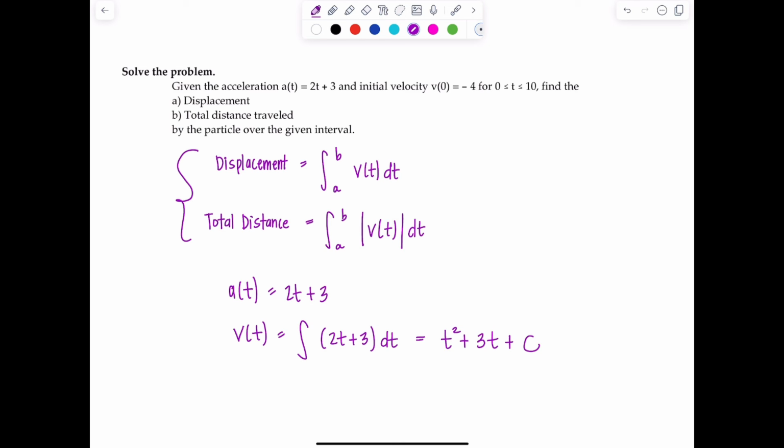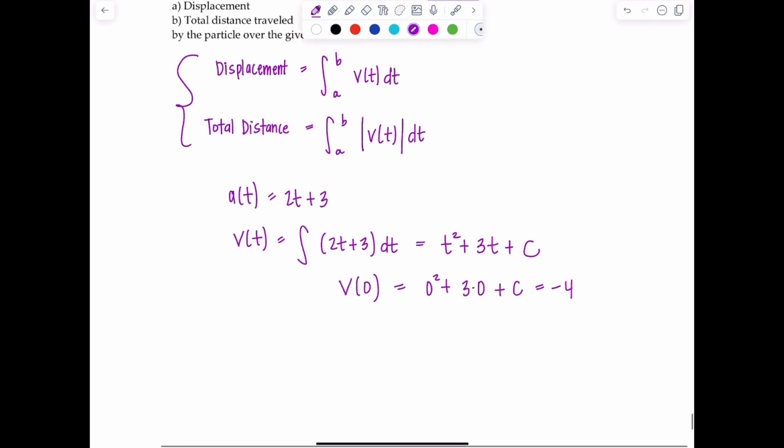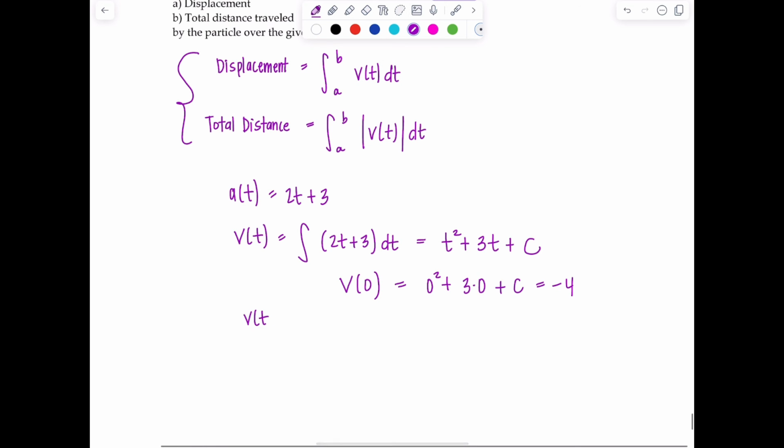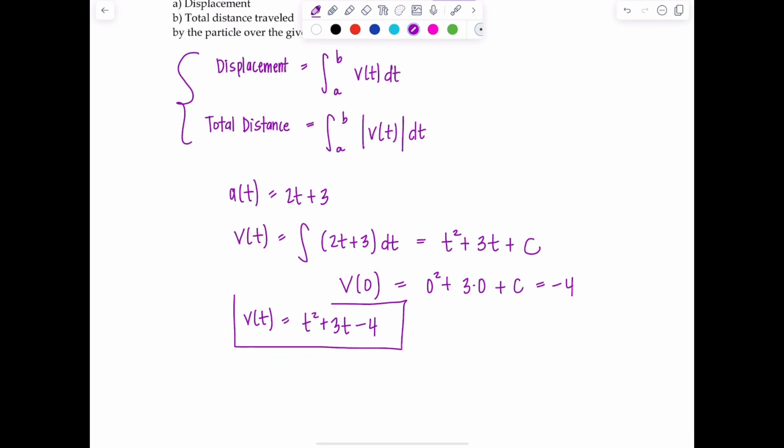Now I need to find this c, and I can do it by coming right here. V of 0 is negative 4. So v of 0 would be 0 squared plus 3 times 0 plus c. It's negative 4. So at long last, we can say v of t is t squared plus 3t minus 4. Beautiful. All right, now we can answer part A and give the displacement.